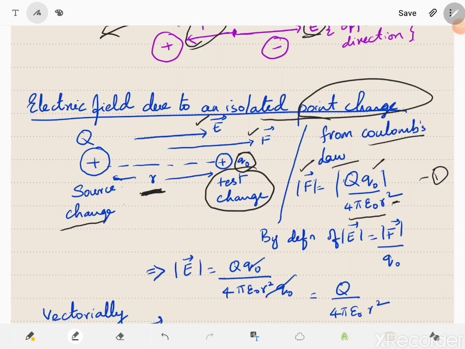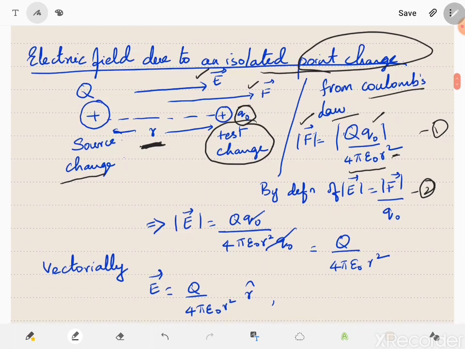By definition, we have already defined mathematically that electric field E is equal to F by Q naught. That is force acting per unit positive test charge placed at that point. So in the light of equations 1 and 2, electric field is going to be Q by 4 pi epsilon naught R square. Q naught cancels off here. Meaning that electric field due to an isolated point charge is proportional to 1 by R square. It falls off proportional to 1 by R square.